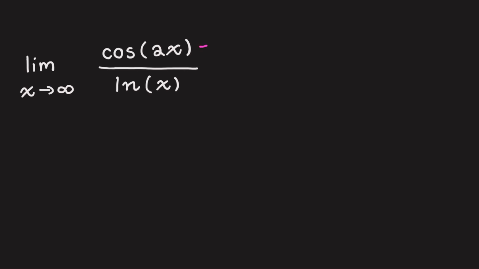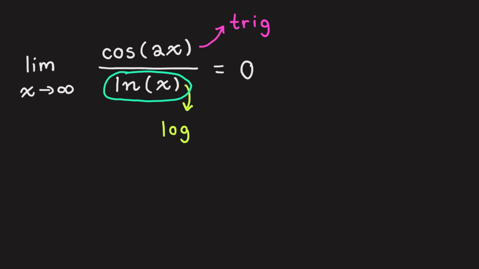So we have the limit as x goes to infinity, cosine of 2x over natural log of x. Here we have a trig function in the numerator and a log function in the denominator. From the order of dominance, we know that the log function increases quicker than the trig function, so we know that the denominator is the dominant part of the function. So the denominator is getting larger and larger while the numerator is lagging behind, so we know that the entire function value is getting smaller and smaller and approaching 0.